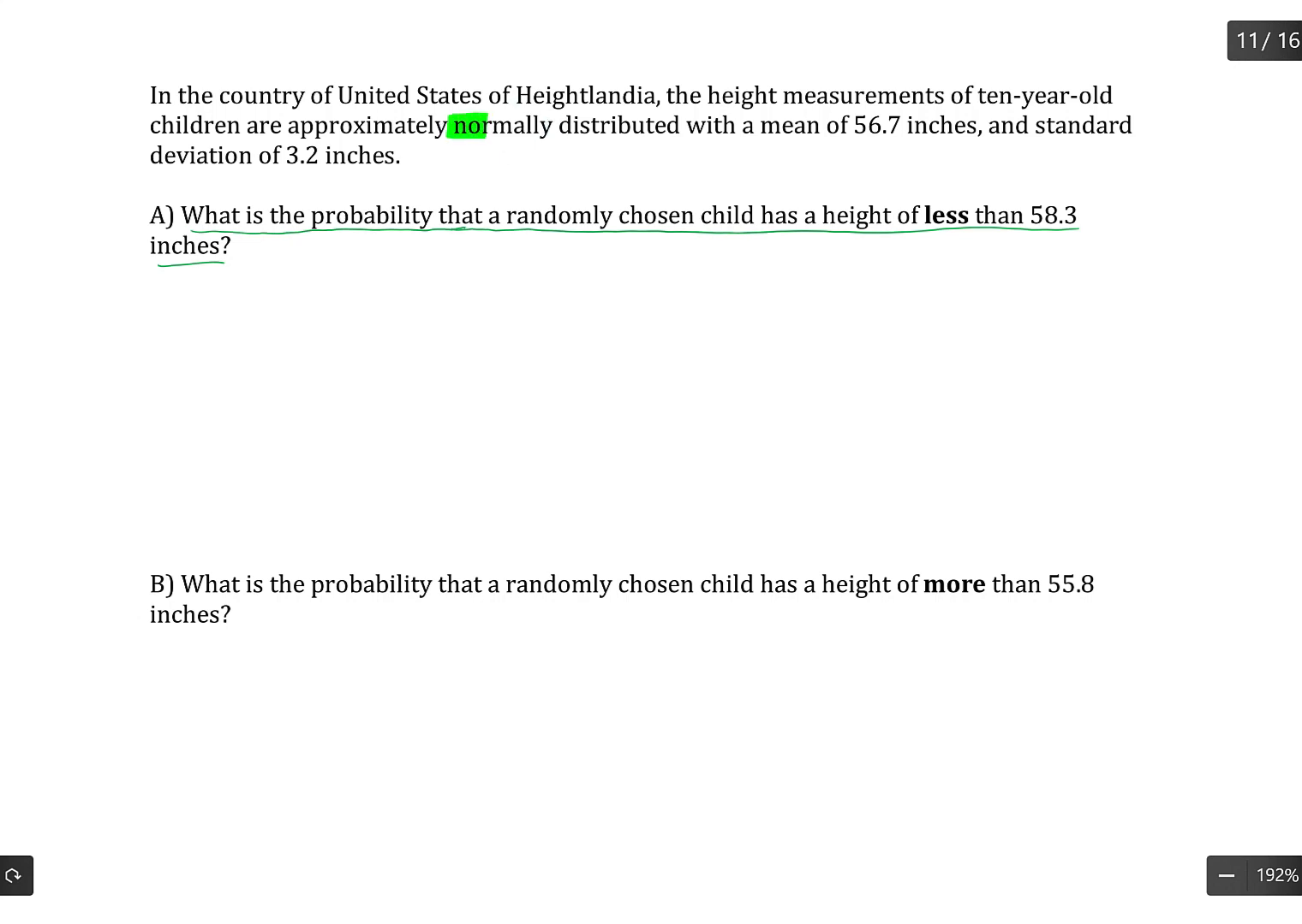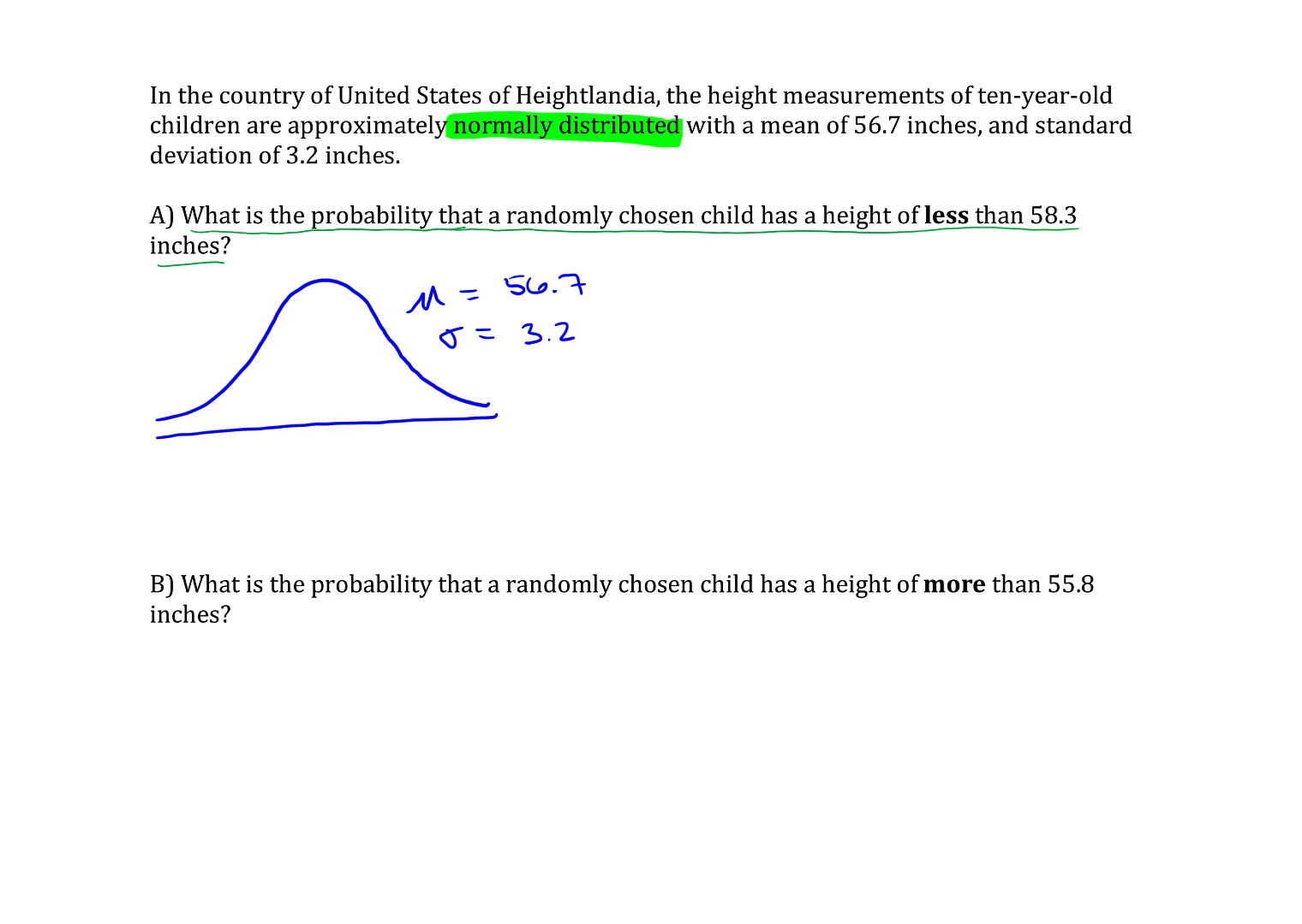And because our data is normally distributed, it's a great idea to start this problem out by drawing a bell curve, because it can make a nice visual cue for all the pertinent information. So we have a mean of 56.7 inches and a standard deviation of 3.2 inches. So the mean, 56.7.